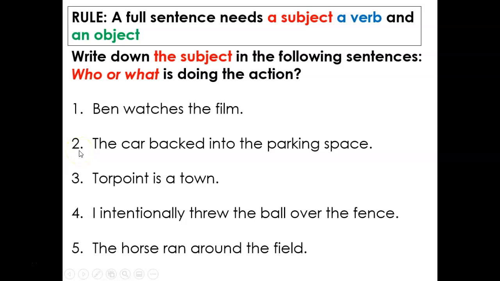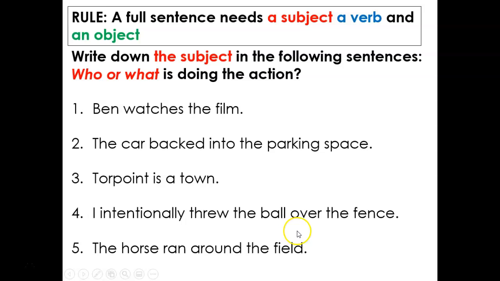What about number two? The car backed into the parking space. Who or what is doing the action in that sentence? Number three, Tall Point is a town. Who or what is the subject of that sentence? And number four, I intentionally threw the ball over the fence. Who or what is doing the action? Finally, number five, the horse ran round the field. Who or what or where is doing the action?